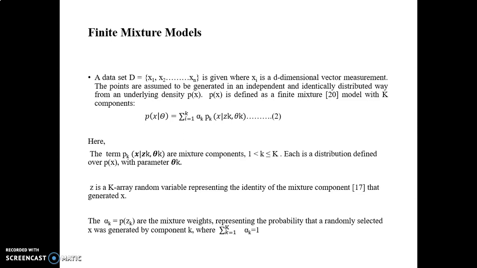And the alpha k, which is p(zk), are the mixture weights representing the probability that a randomly selected x was generated by component k, where k equals 1 to K and the sum of alpha k equals 1.